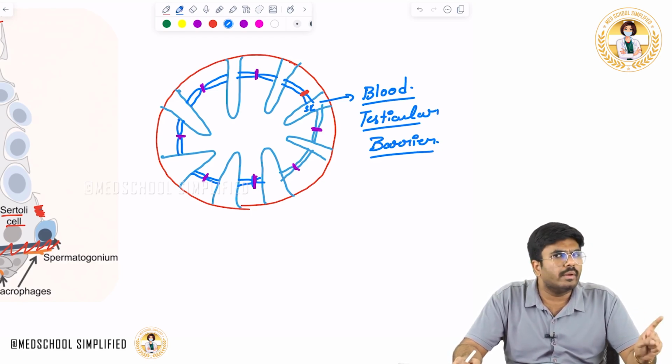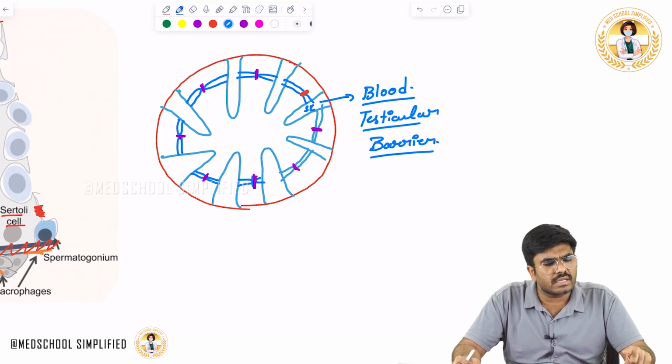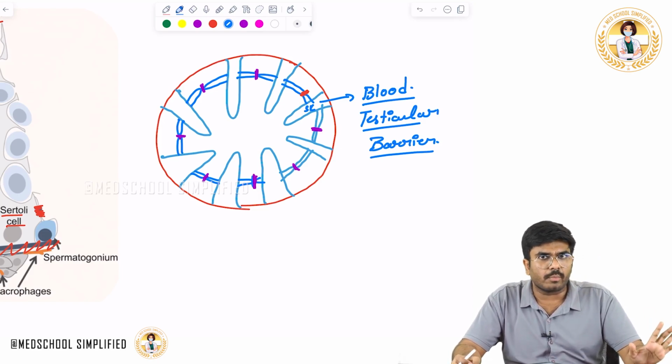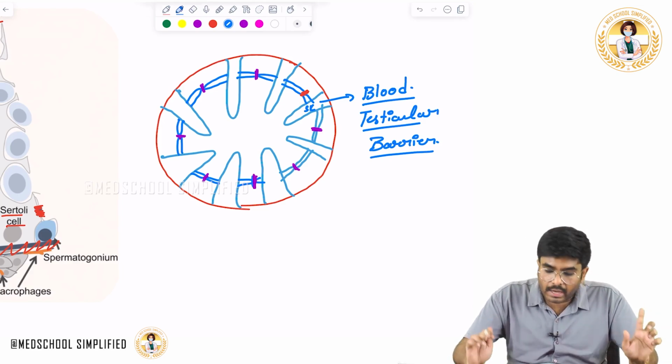Sertoli cells. Inhibin B is produced by Sertoli cells. Nursing cells are Sertoli cells. Spermatogenesis helping cells are Sertoli cells. All these are important points. Now, one more important point.